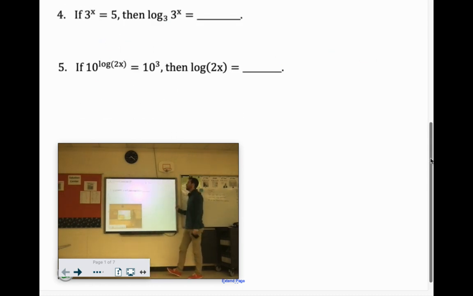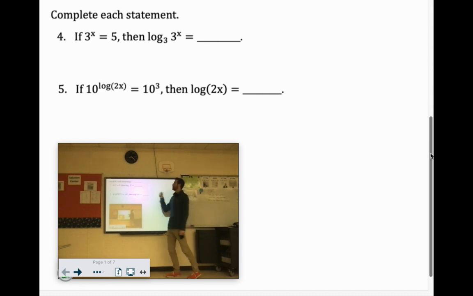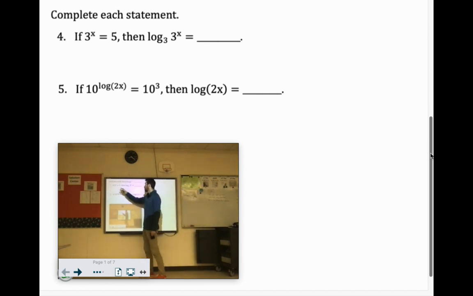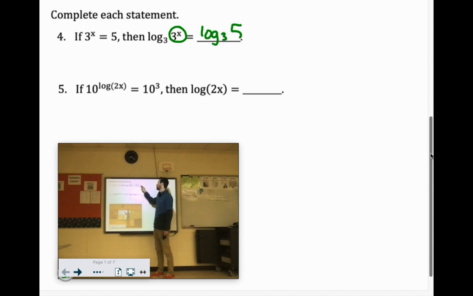If 3 to the x equals 5, then log sub 3 of 3 to the x, well, I know that 3 to the x is equal to 5, so I should be able to just substitute a 5 in there. So we could say log sub 3 of 5.